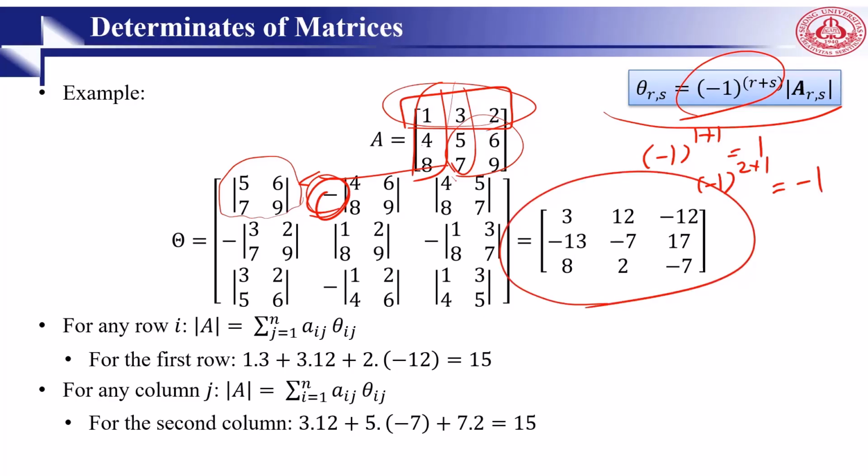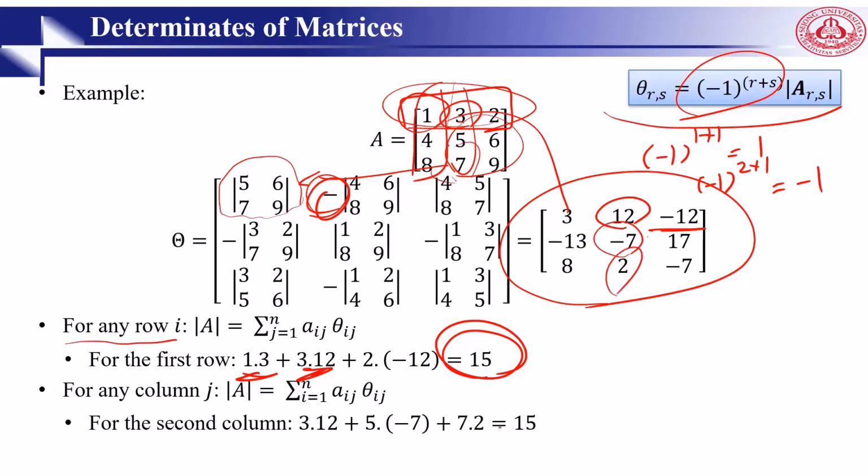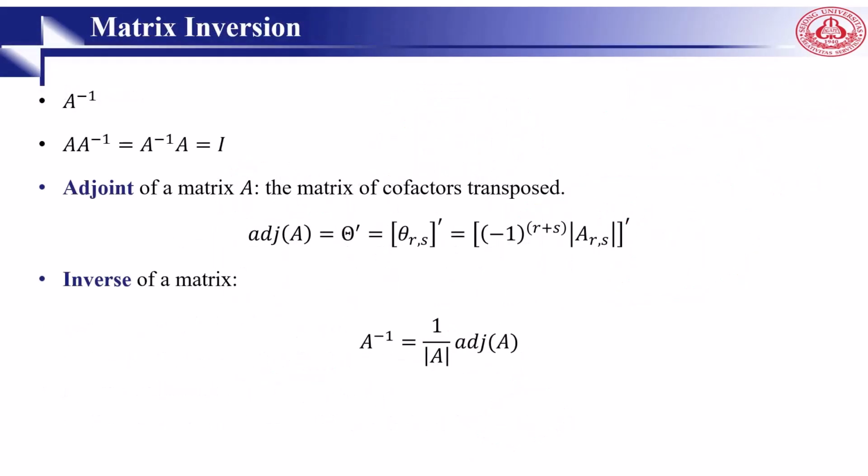When we come here, for any row I, what do we do? Just multiply this one. So 1 by 3 plus 3 by 12, and 2 by minus 12. So the determinant is 15. For any column J, 3 multiply 12, for example, 5 multiply minus 7, and 7 multiply 2, 15. In this way, we can find the determinant.